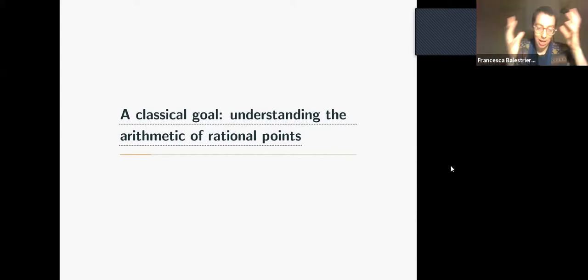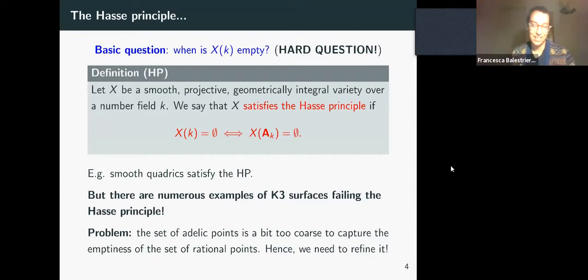A classical goal in general in arithmetic geometry is that of understanding the arithmetic, for example, of rational points on your objects. This is a very classical aim. One of the main questions that we're interested in is this very basic and innocent looking question, which is: when is the set of k-rational points of my variety X empty? Despite the looks of this question, this is an extremely hard question. It's very hard to answer directly.